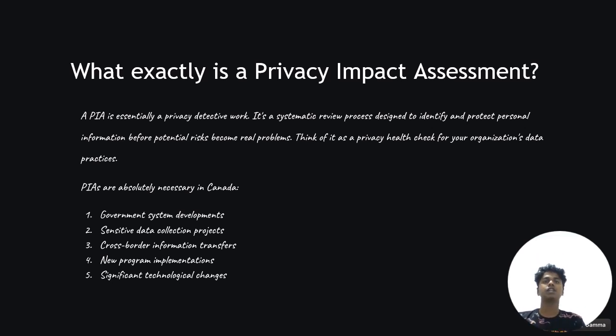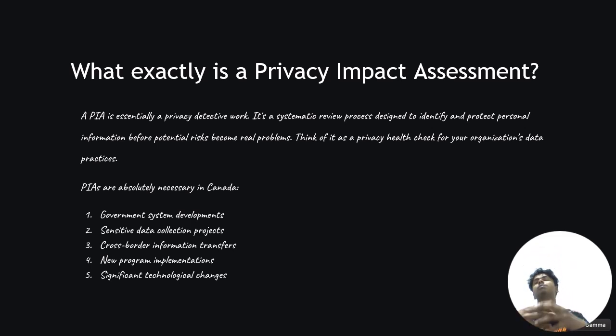A PIA is essentially privacy detective work. It's a systematic review process designed to identify and protect personal information before potential risks become real problems. Think of it as a privacy health check for your organization's data practices. When should you perform a PIA? The answer is simple. Anytime you're dealing with personal information in a new or changing context. This could be launching a new technology, implementing digital services, or making significant changes to existing systems.